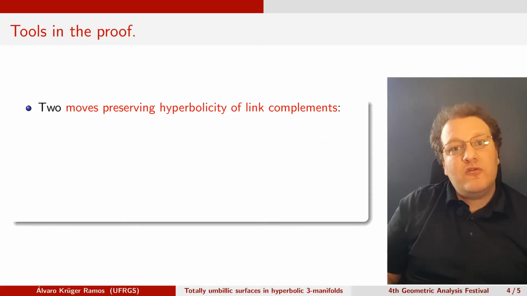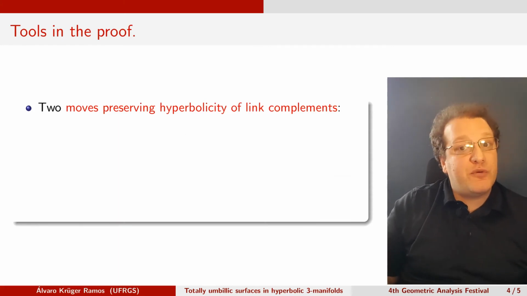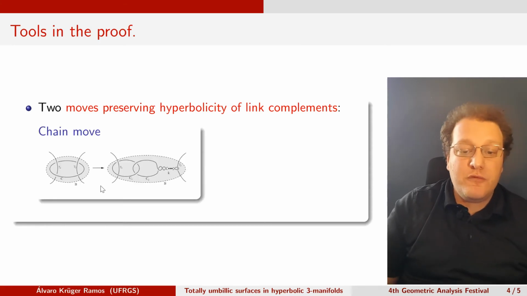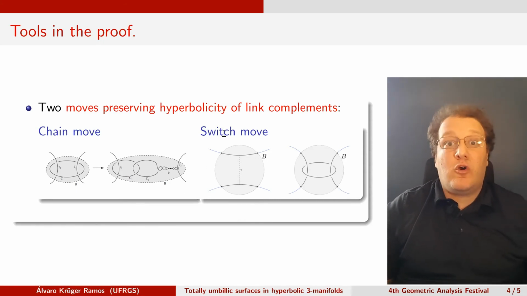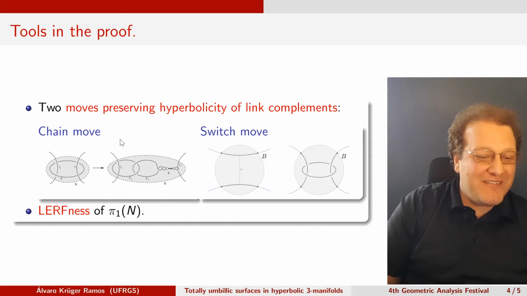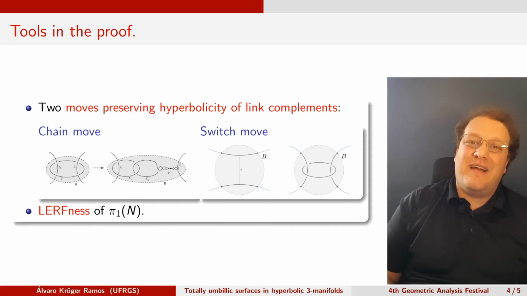And the tools we use: there are two tools developed previously, which are moves preserving hyperbolicity of link complements, specifically the chain move and the switch move. I will say a few words about them in my talk. And also we use something that I find really amusing. The name is lerfness. It's a property of fundamental groups of hyperbolic trimanifolds of finite volume.